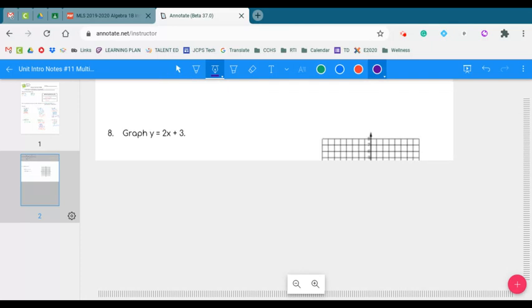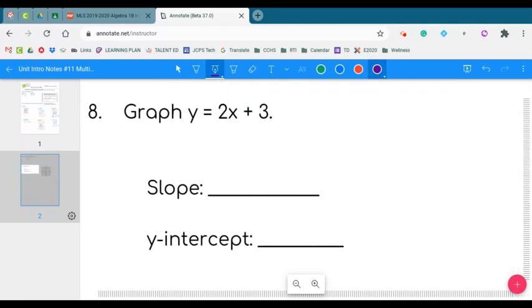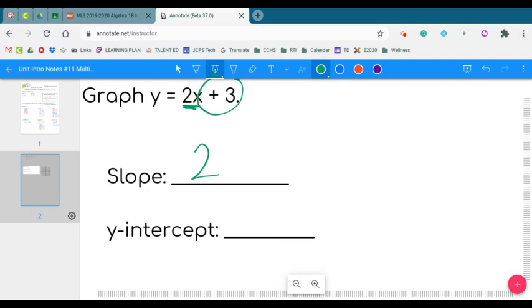Okay, last one, graphing. First thing, we have y equals 2x plus 3. First, you should realize this is a linear function, so it's going to be a straight line. Our slope is going to be the number next to the x if it's in y equals form. So our slope is 2. The number by itself on the end is our y-intercept. But remember, we write that as an ordered pair.